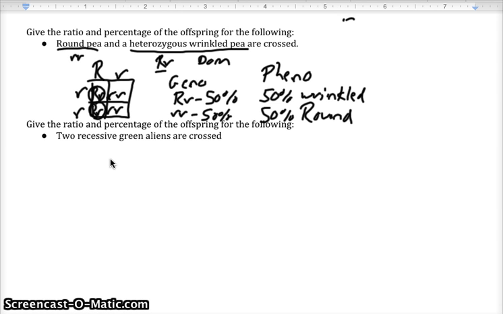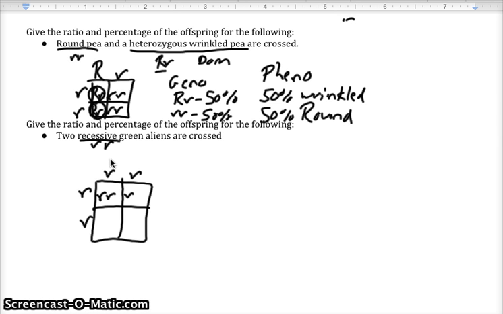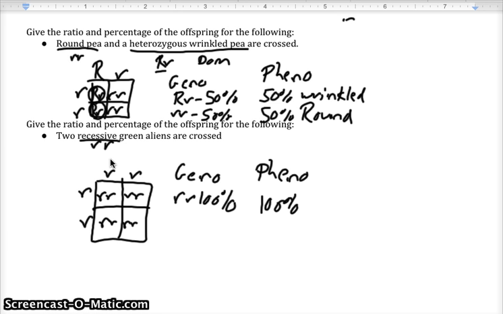All right, last one. Two recessive green aliens. Well, this one's easy. If they're both recessive, that means they're both little r, little r. So fill that in. So that means all our boxes have to be little r's. So genotype is little r, little r, 100%. And then phenotype is 100% green.